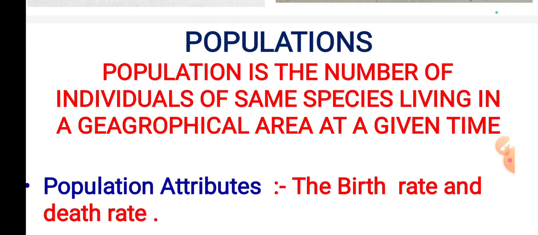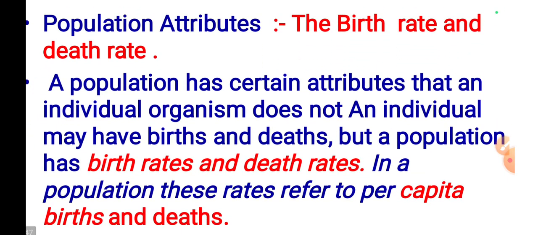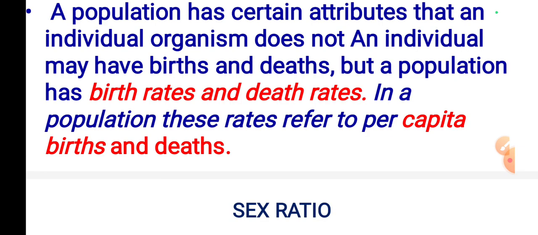Then population. Population is the number of individuals of the same species living in a geographical area at a given time. It is called a population. Then population attributes: the birth and death rate. A population has certain attributes that an individual organism does not. An individual may have births and deaths, but a population has birth rates and death rates. In a population, these rates refer to per capita births and deaths.